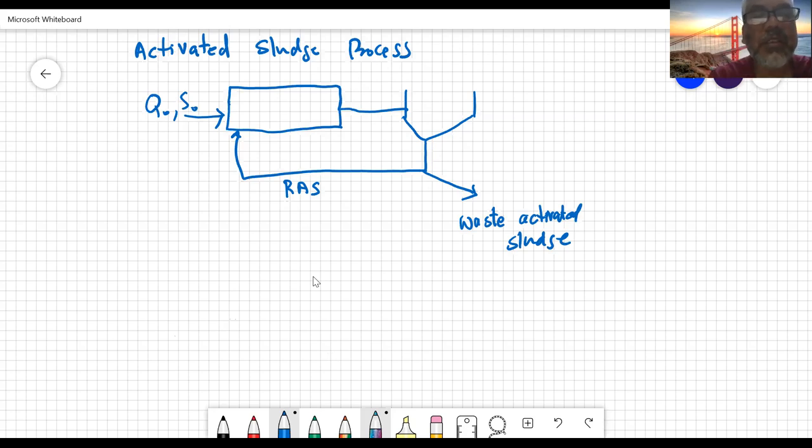and the substrate concentration in the inflow is S0, and the concentration of microorganism or biomass in the influent is X0. So this is influent, and here this is effluent. And if the volume of the aeration tank is V with concentration of microorganism or biomass X, and the concentration of substrate is S.